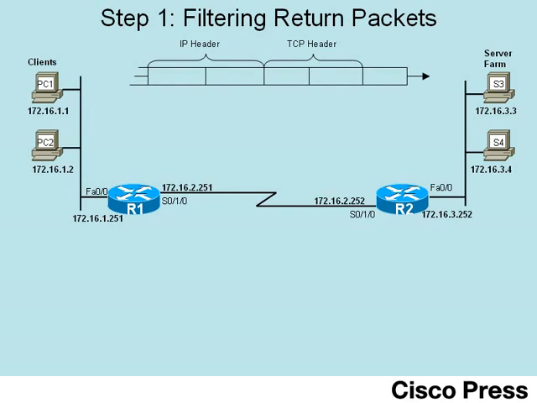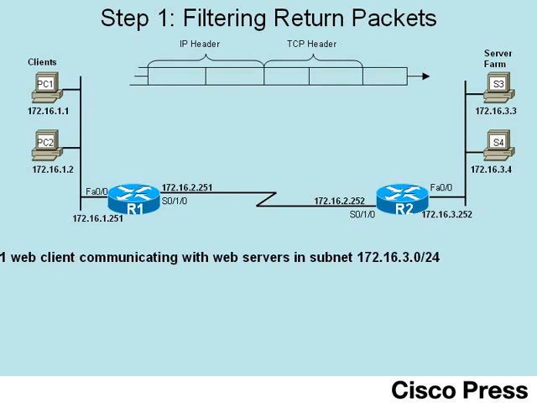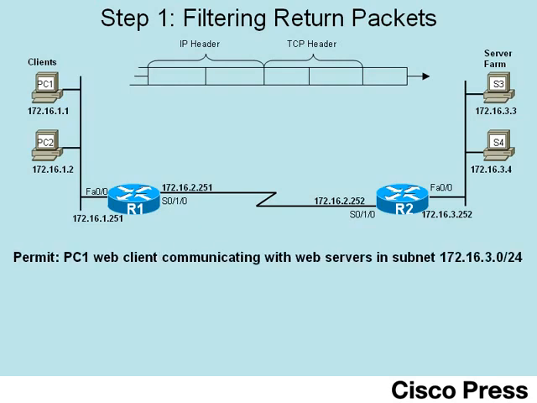So to demonstrate how to filter packets that are going from a server back toward the client, let's take a look at the first of three different criteria that will be used for the access list in this lab. First of all, we want to permit PC1 in particular to use web services to connect to a server farm on the right. So if you consider the packet that goes left to right from the client to the server, the source IP address, of course, will be 172.16.1.1, which is PC1's IP address, and the destination IP address will be any IP address in subnet 3.